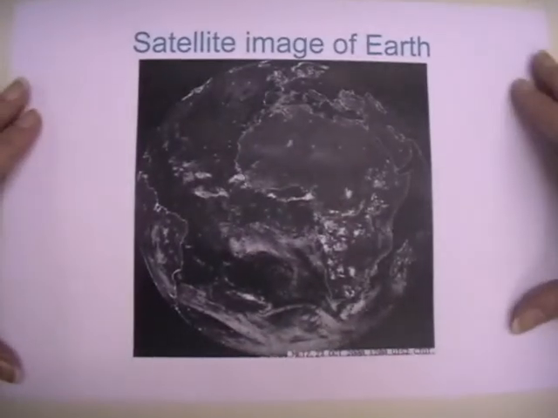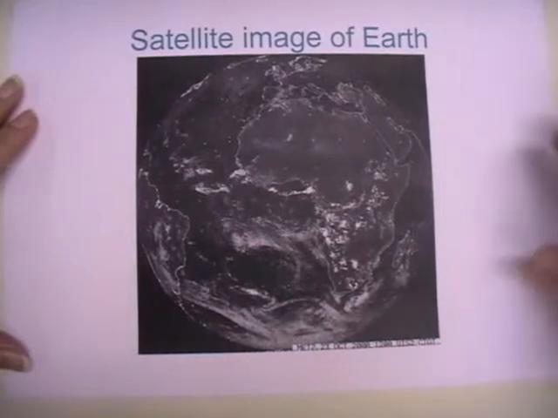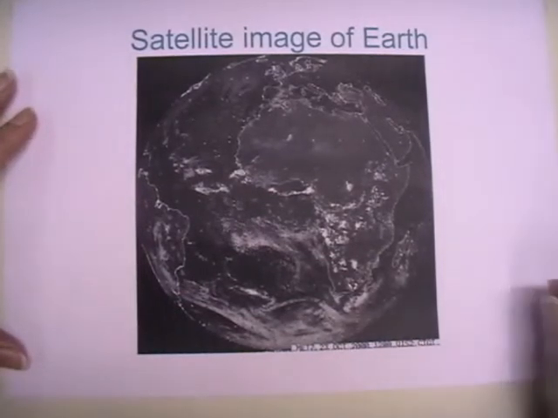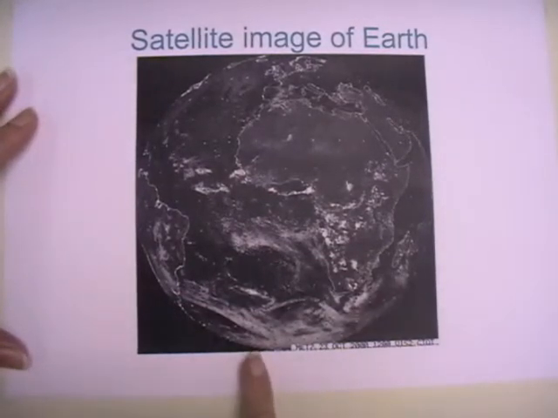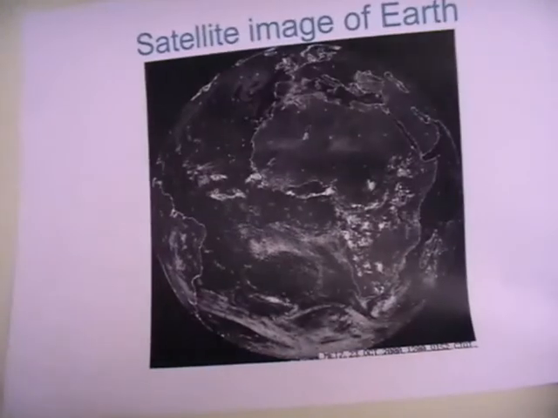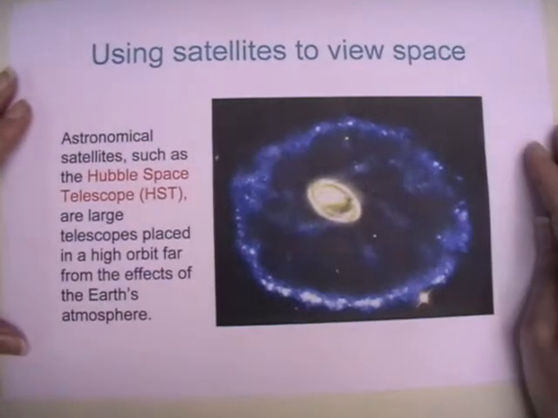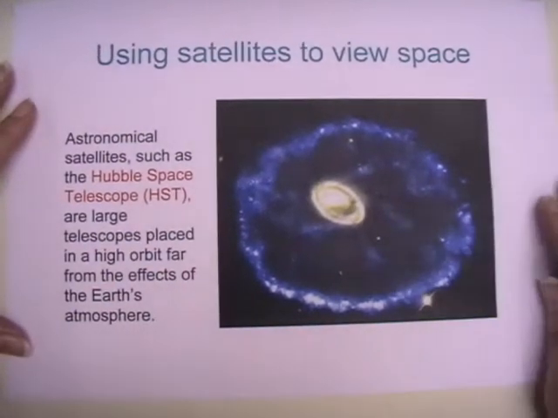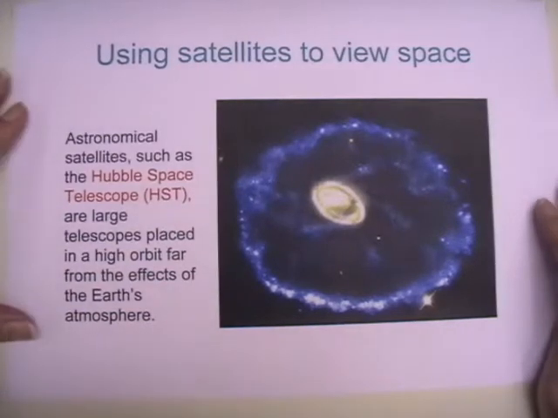Just out of interest, the satellites that have been launched into space and are geostationary can produce images such as this of the Earth. We can also use satellites to view space. So as well as looking down on Earth, we can use them to view out into space.